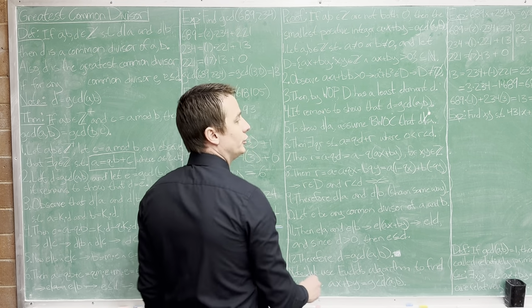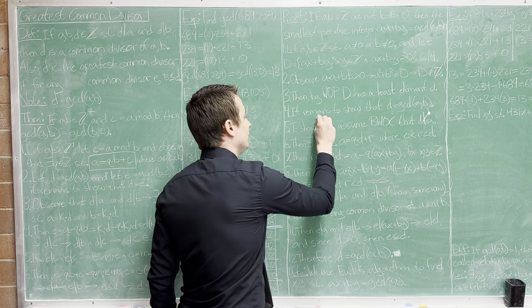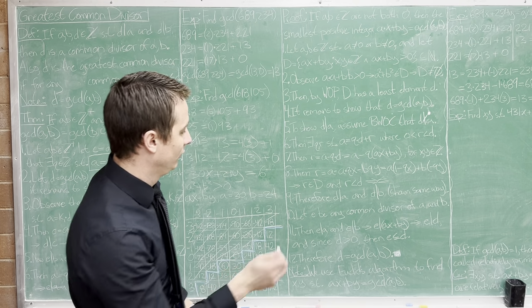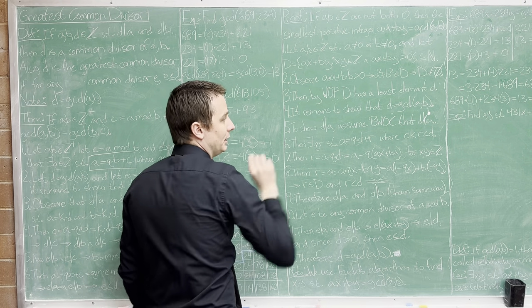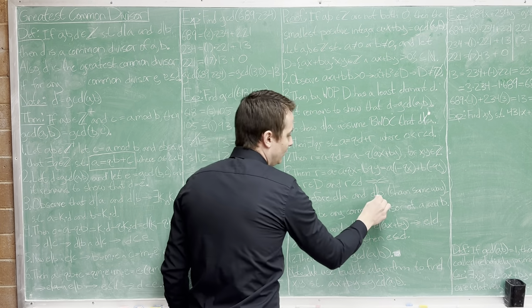Kind of a mouthful to prove that d divides a. The proof that d divides b is identical, so I'm not going to write that in here. It's basically the same thing. Switch out your a's for b's. So therefore, d divides a and d divides b.